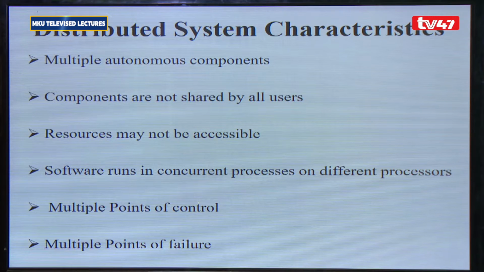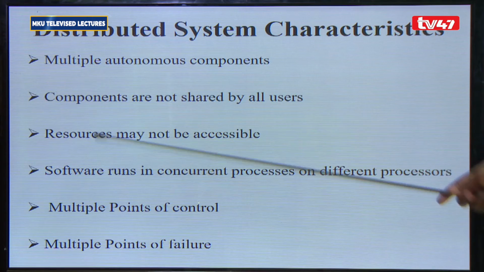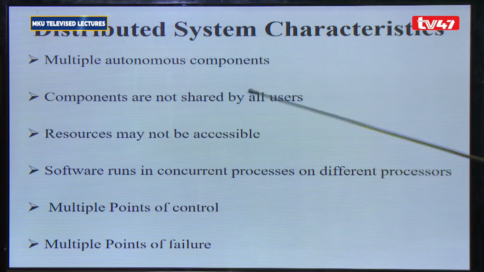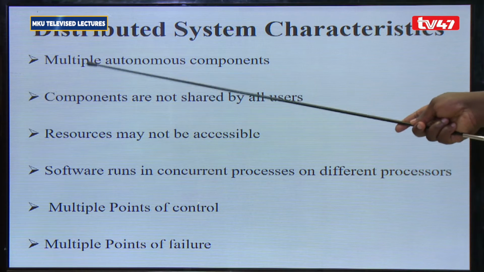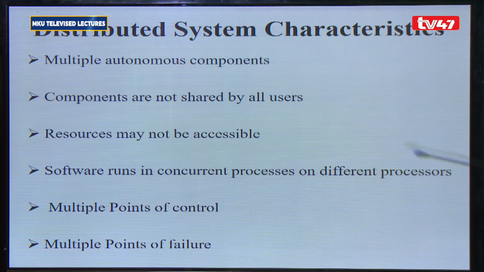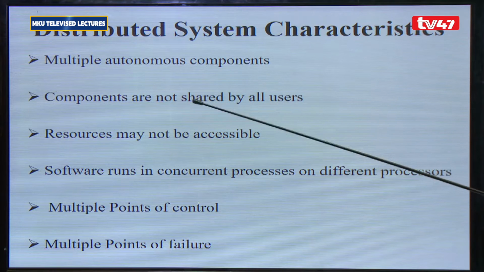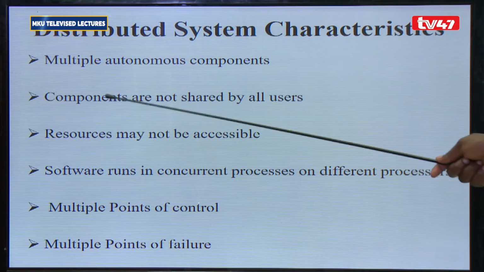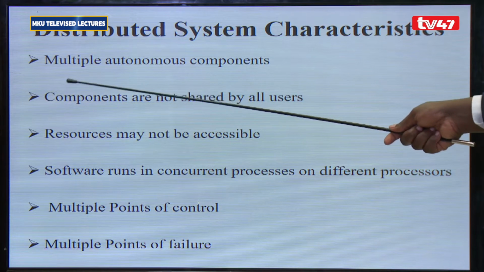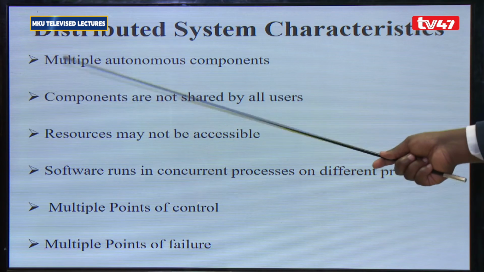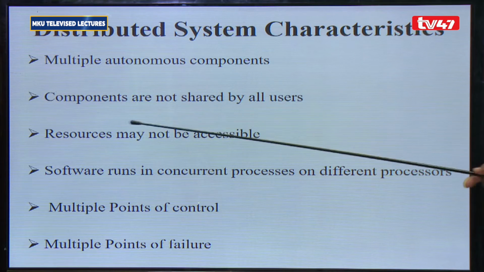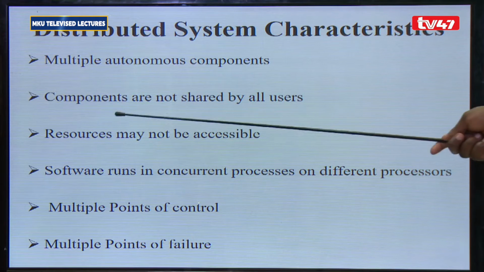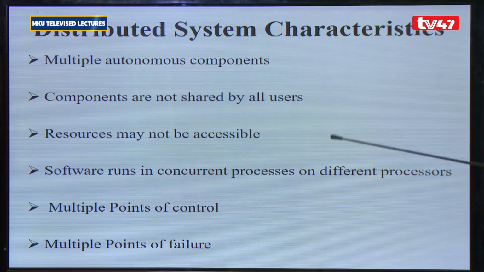So what are some of the characteristics of a distributed system? The first one is the autonomous components. When you talk about multiple autonomous components, they are separate, but they are multiple components. Remember, that was the first principle that makes a distributed system. It must be autonomous, but they should be multiple. They should be separated.